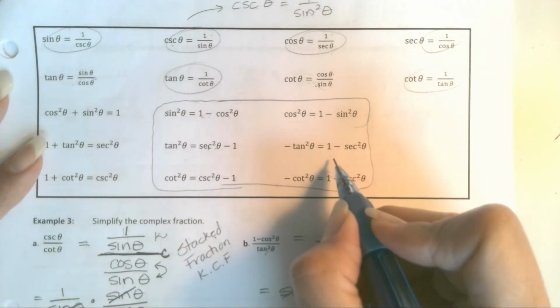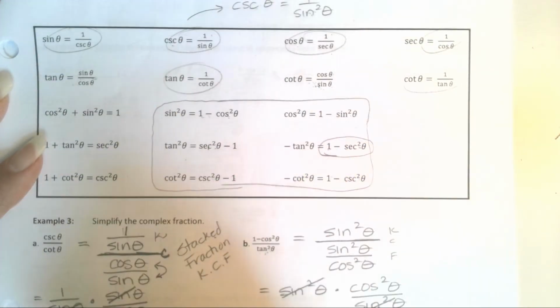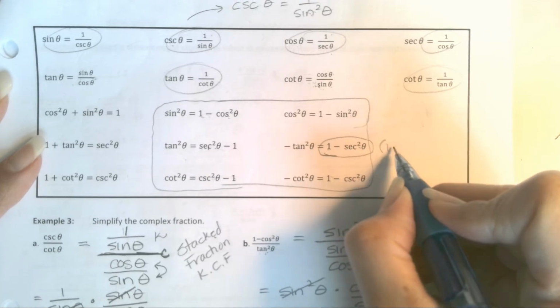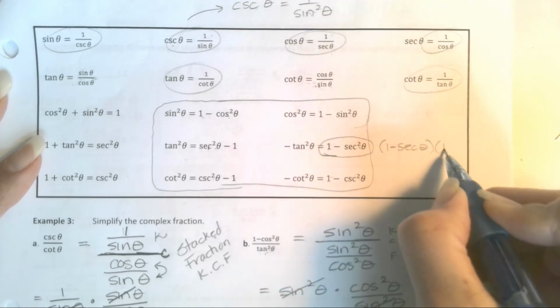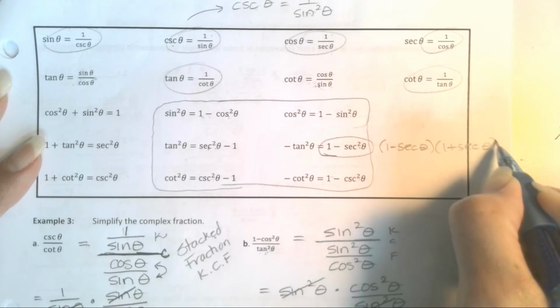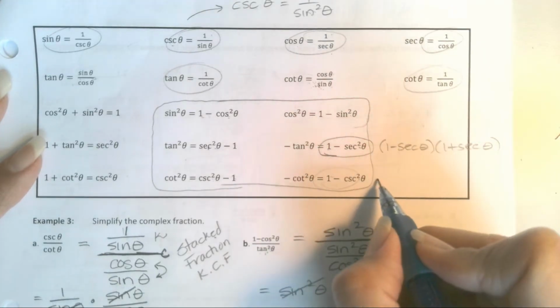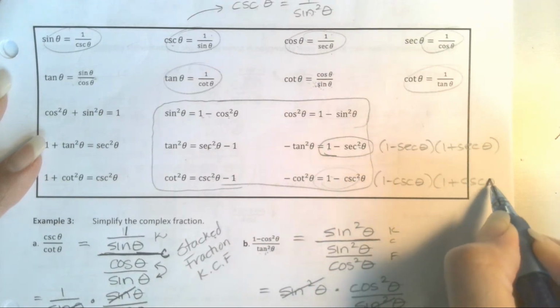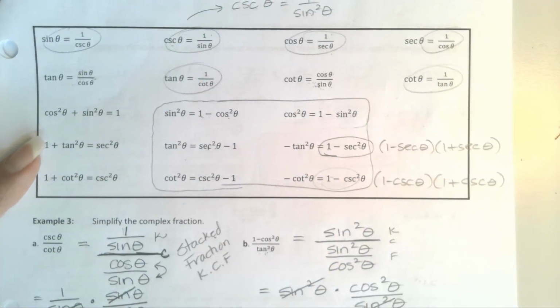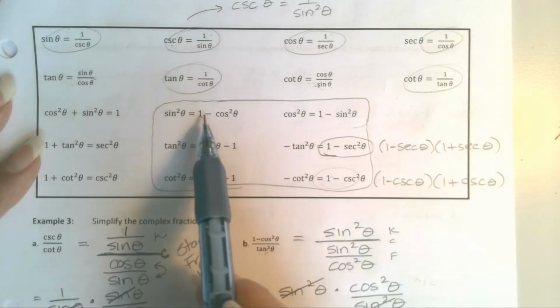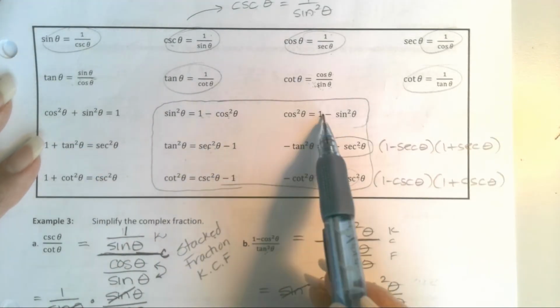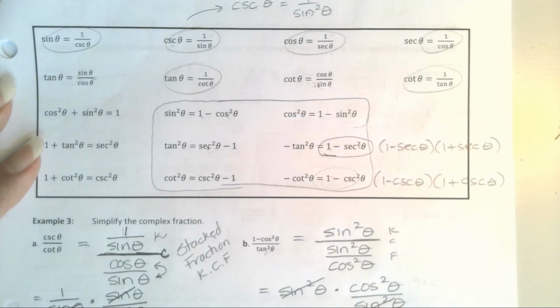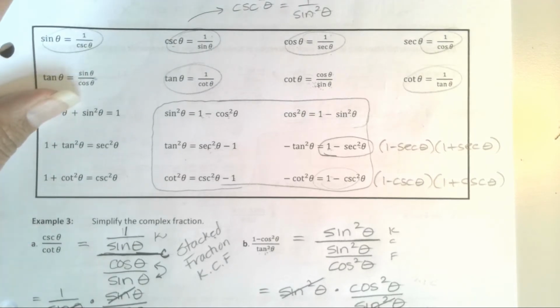So if I wanted to rewrite this piece in factored form, I would write it as 1 minus secant theta times 1 plus secant theta. If I wanted to write this one in factored form, it would be 1 minus cosecant theta, 1 plus cosecant theta, and so forth. Every single one of those can be rewritten in factored form because they are all differences of squares. Does that make sense? So keep that trick in mind. Okay?